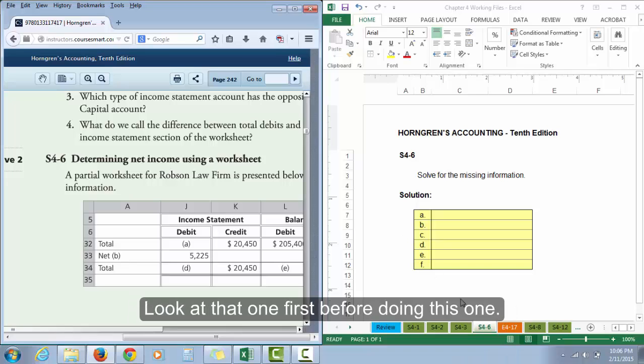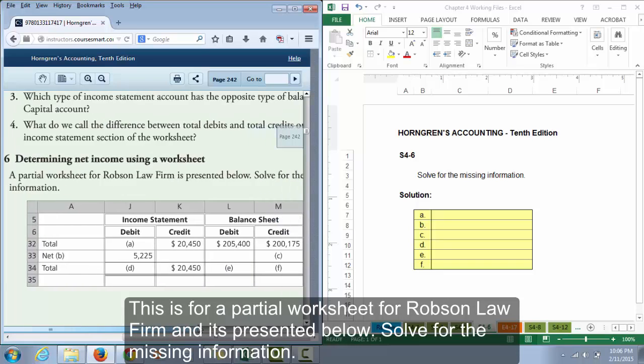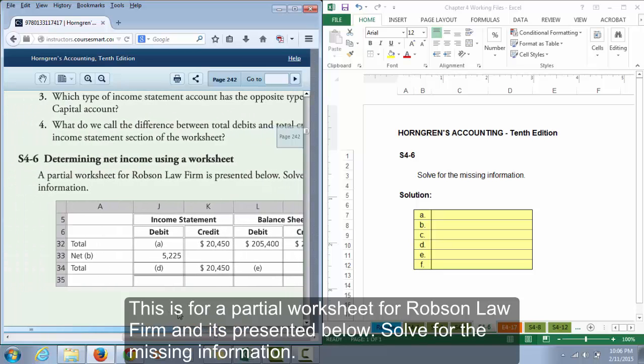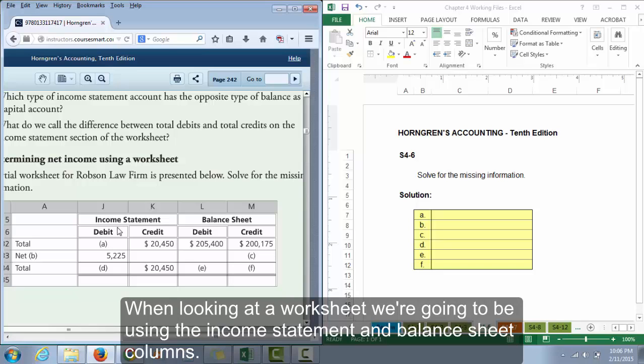So let's look at that one first before you do this one, okay? So this is a partial worksheet for Robson Law Firm, and it's presented below. It says solve for the missing information. So if we've got our totals here, we've got total debits and credits, okay? So when we're looking at a worksheet, we're going to be using the income statement and balance sheet columns.